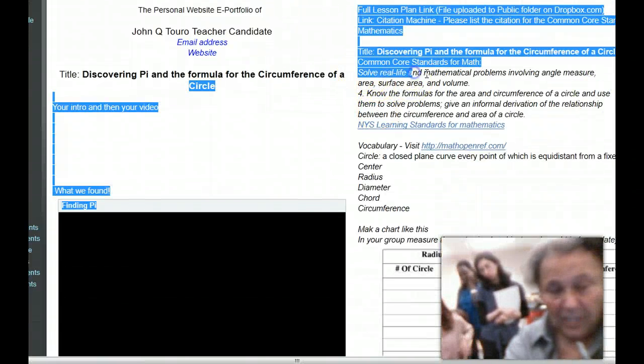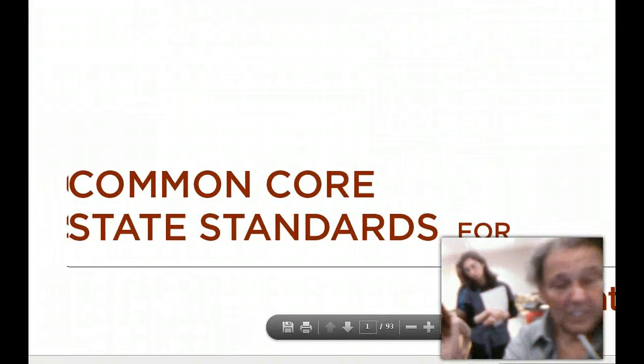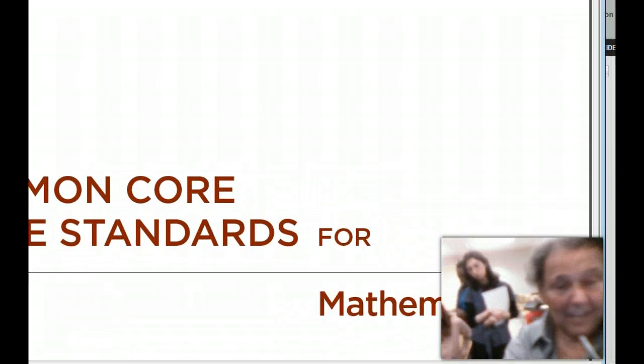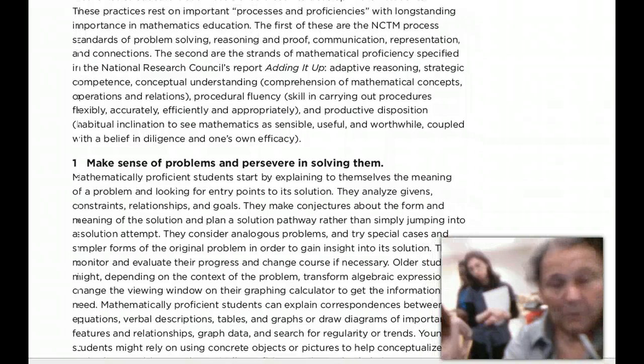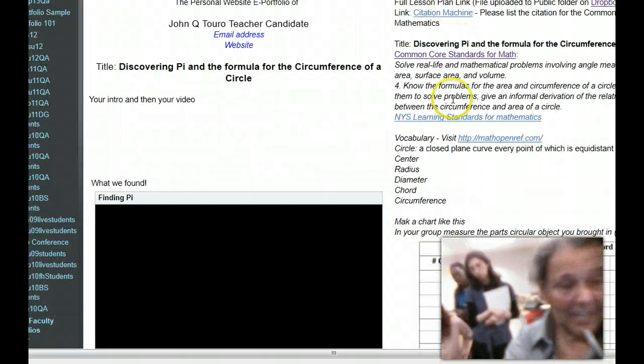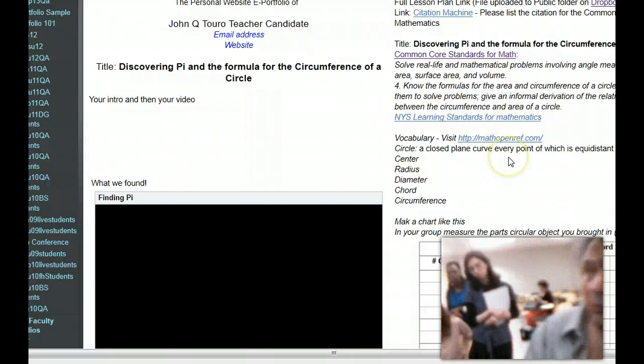I copied them over here, but you can also naturally go to the Common Core, and it's going to show you the Common Core standards. If I go up and down, you'll see I can actually find the exact standards that I was looking for. Okay, let me close that. I'm back on my page. New York Learning Standards will also have what we're talking about. What we're talking about is circumference, radius, diameter, and the ratios between them.